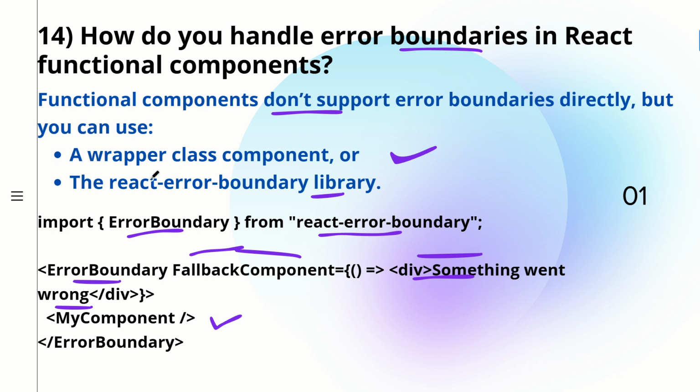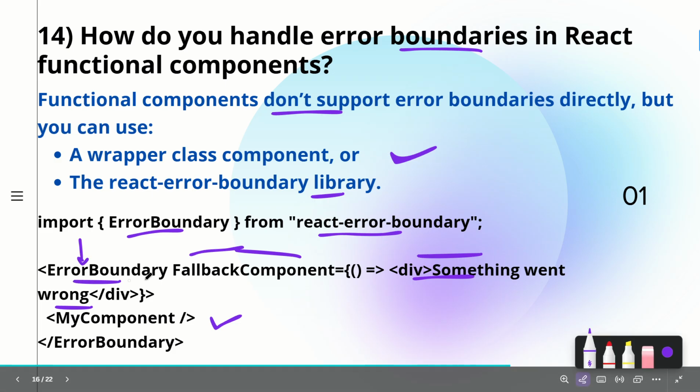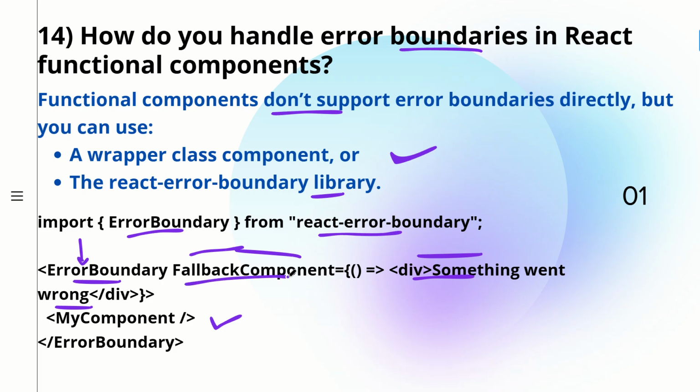So these error boundaries are helpful for showing the details if there is any issue with our application. With a function component, either you can make use of a wrapper class component, or you can make use of react-error-boundary, and then you can wrap your main component with the ErrorBoundary component. Inside that we have something called a fallback component, and in case there is any error, what you are supposed to show will be given in your fallback component.